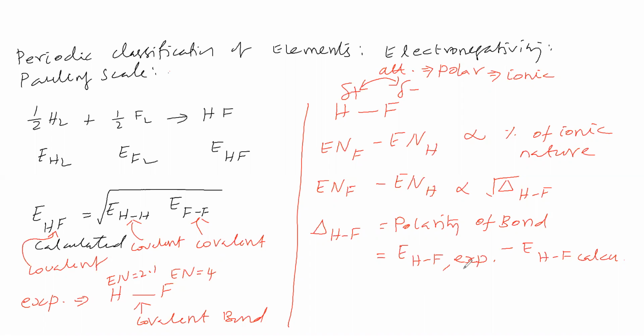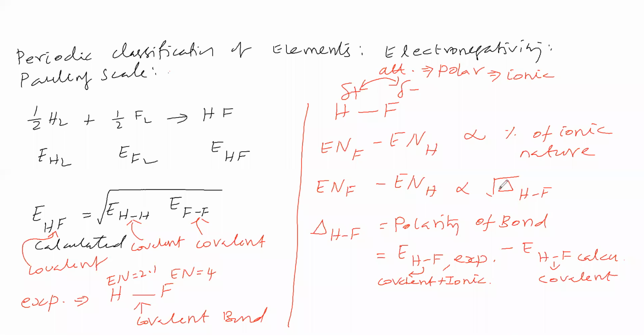But the experimental value says two things: one is covalent nature, another is ionic nature. Ionic nature means that due to this polarity, partial positive charge and partial negative charge are created, and attraction is possible between them. Therefore, ionic nature is created. So the experimental HF bond energy considers covalent as well as ionic nature, but the calculated value considers only covalent nature. Therefore, the difference of these two gives the ionic nature bond energy. Ionic nature bond energy is nothing but the polarity of the bond, that is delta HF.